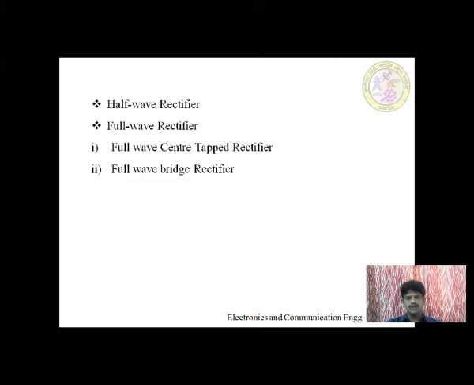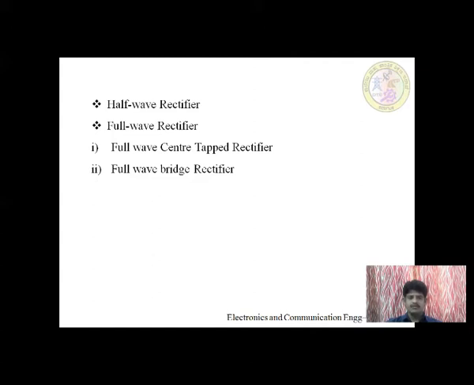Coming to the full wave center tapped rectifier, as its name indicates, it is using a center tapped transformer and two diodes. These two diodes are connected in such a way that one diode will turn on and conduct for the positive half cycle, and the other diode will conduct for the negative half cycle. Hence, the output will be present for both halves of the input signal. The output will be full wave.